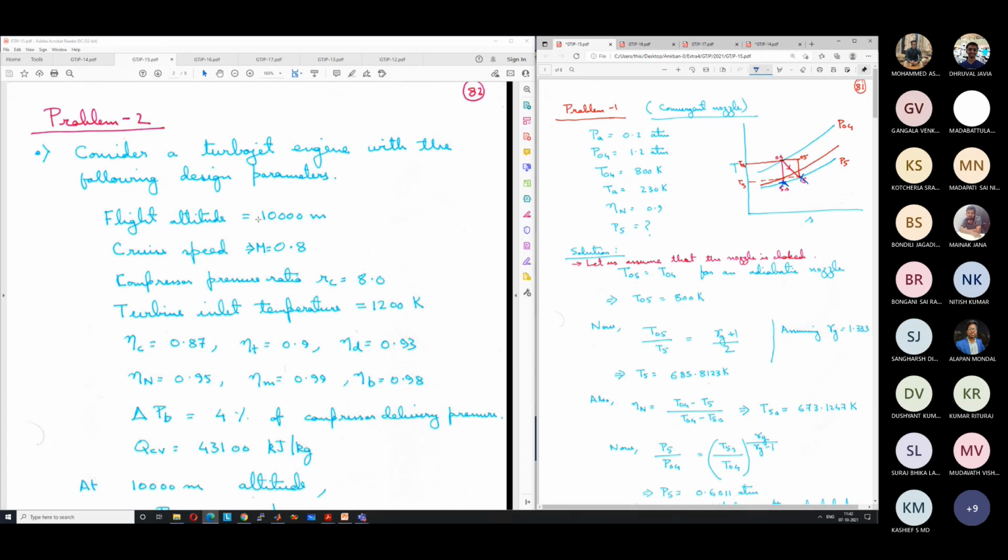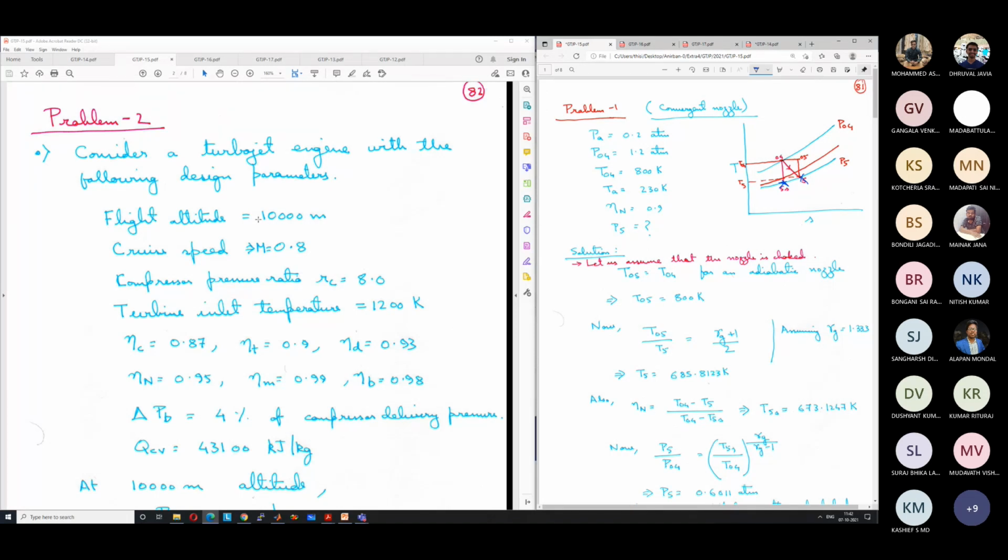Why is the altitude important for design? The atmospheric pressure will depend on it. Correct, the atmospheric pressure plus the atmospheric temperature. Both are important. Inlet conditions will depend on the flight altitude. So flight altitude is given as 10,000 meter, which is a realistic value.